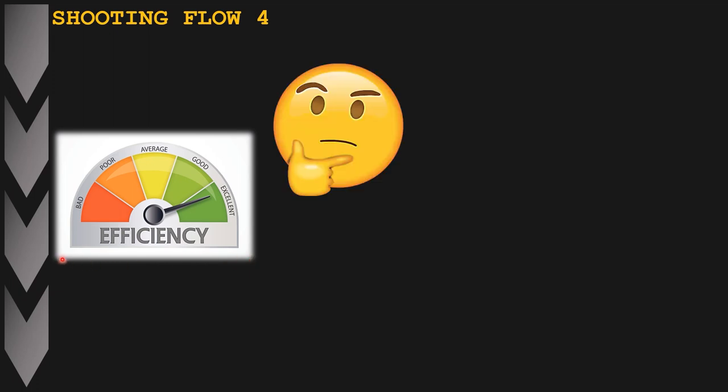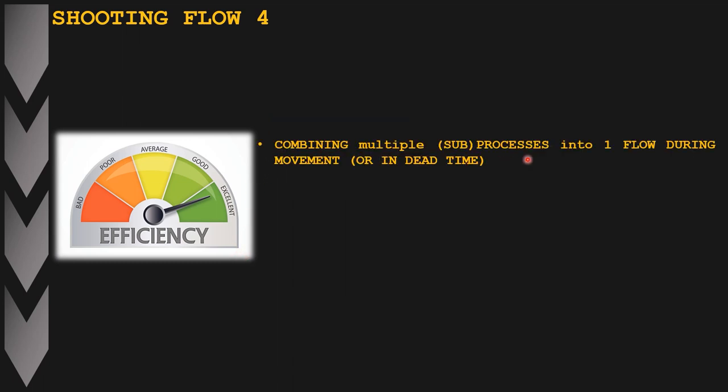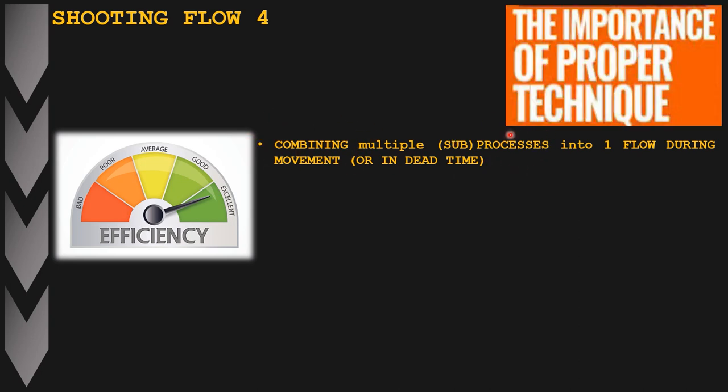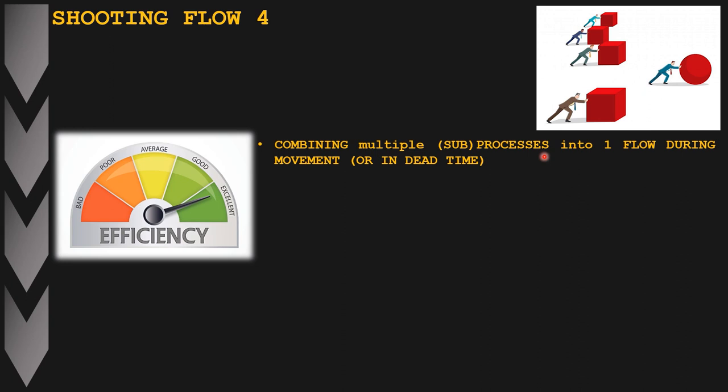Efficiency has different meanings to different people depending on who you ask, but I define efficiency as combining multiple processes and or sub-processes into one flow during movement or in dead time. And dead time to me is the time that I'm not engaging actual targets and shooting points. It's not only the combination of processes or sub-processes, but also the optimal and correct execution of the individual techniques to ensure that you save time and that you are efficient.